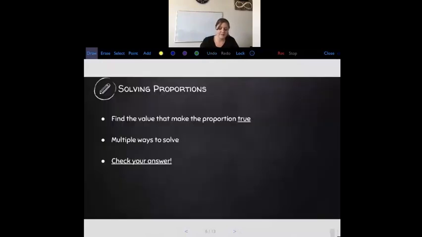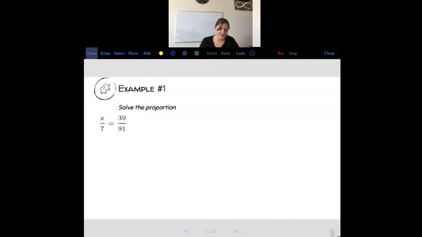Okay. Solving proportions. Whenever we're solving, we're always finding the value of the variable that makes the equation or the proportion true. There's multiple ways to solve, and there's also ways to check your answer. So first, x over 7 equals 39 over 91. For this type of problem, we can say, okay, we see the two denominators here. We can take 91, divide by 7 to determine what we're multiplying or dividing by.